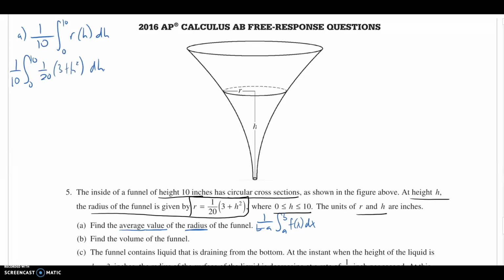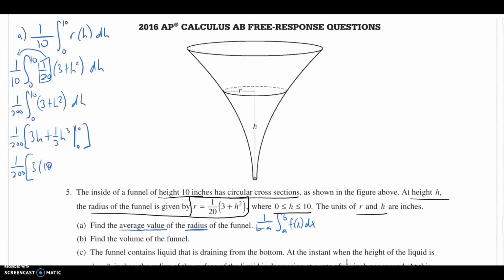And it does say find the average value, so we're going to have to calculate this one by hand, which means we'll need our antiderivative, use the fundamental theorem. One nice thing we can do is this constant 1 over 20. We can kick that to the outside, have it join with the 1 over 10, make this a 1 over 200, because now we'll just be doing the integral of some simple polynomial. And so the antiderivative here will be 3h plus 1/3 h cubed, evaluated from 0 to 10. The value on 0 is going to be 0, so I'm just going to focus on plugging in 10.